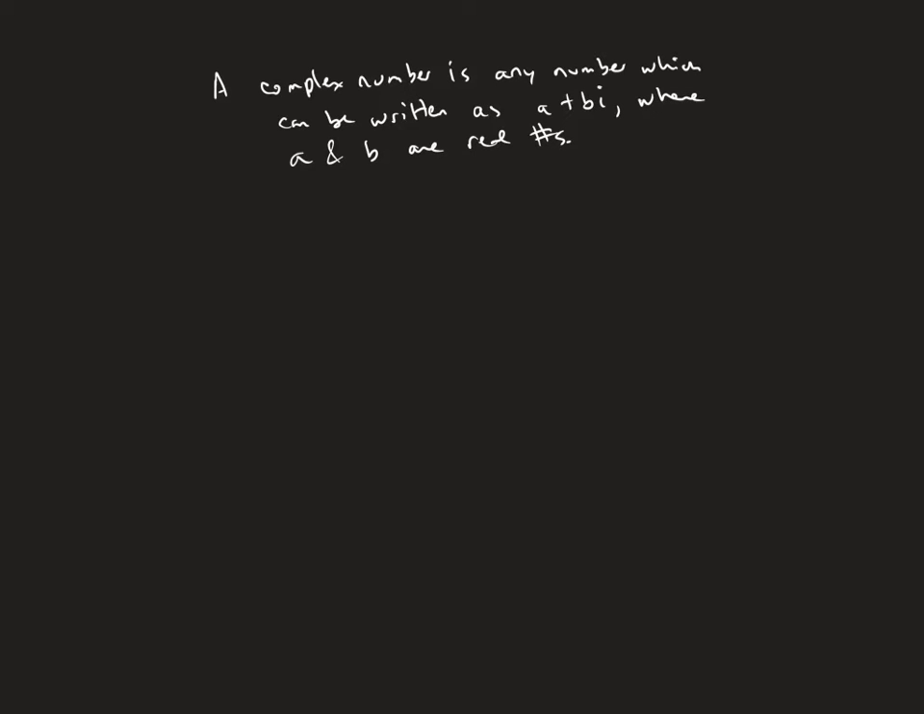Okay, so this discovery of purely imaginary numbers has led to an understanding of a set of numbers that we didn't know about before we knew about these imaginary numbers. And these numbers are called complex numbers. A complex number is any number that can be written in the form a plus bi, where a and b are real numbers.